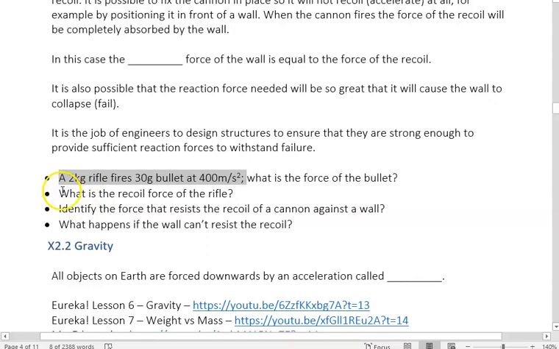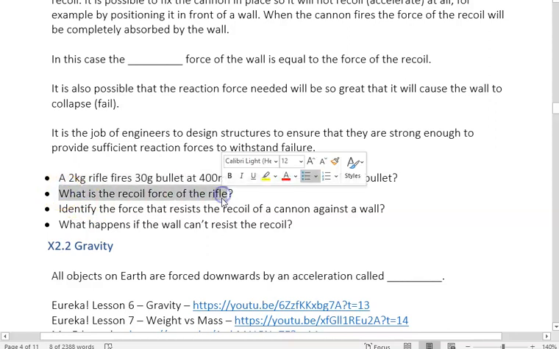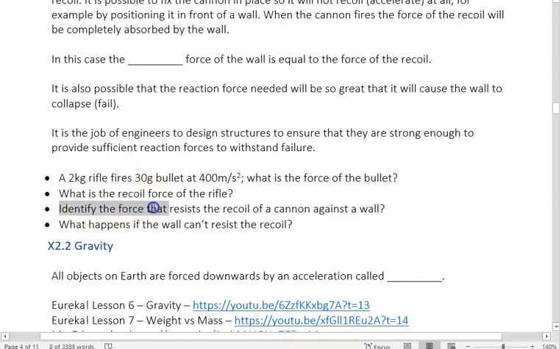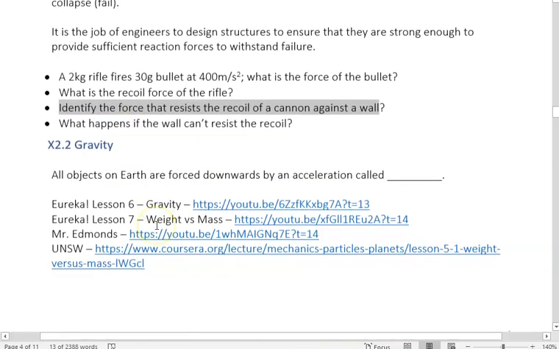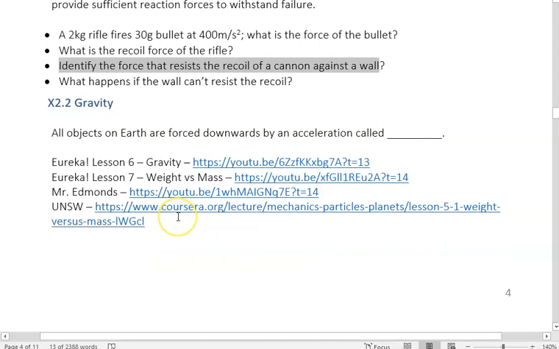Okay. What is the recoil of the force on the rifle? It's exactly the same. The recoil is equal to the force on the bullet. Identify the force that resists the recoil of a cannon against a wall. Starts with an R? Reaction force. What happens if the wall can't resist the recoil? It'll break. Yeah, it'll fail. Yeah, but collapse is a good word as well.